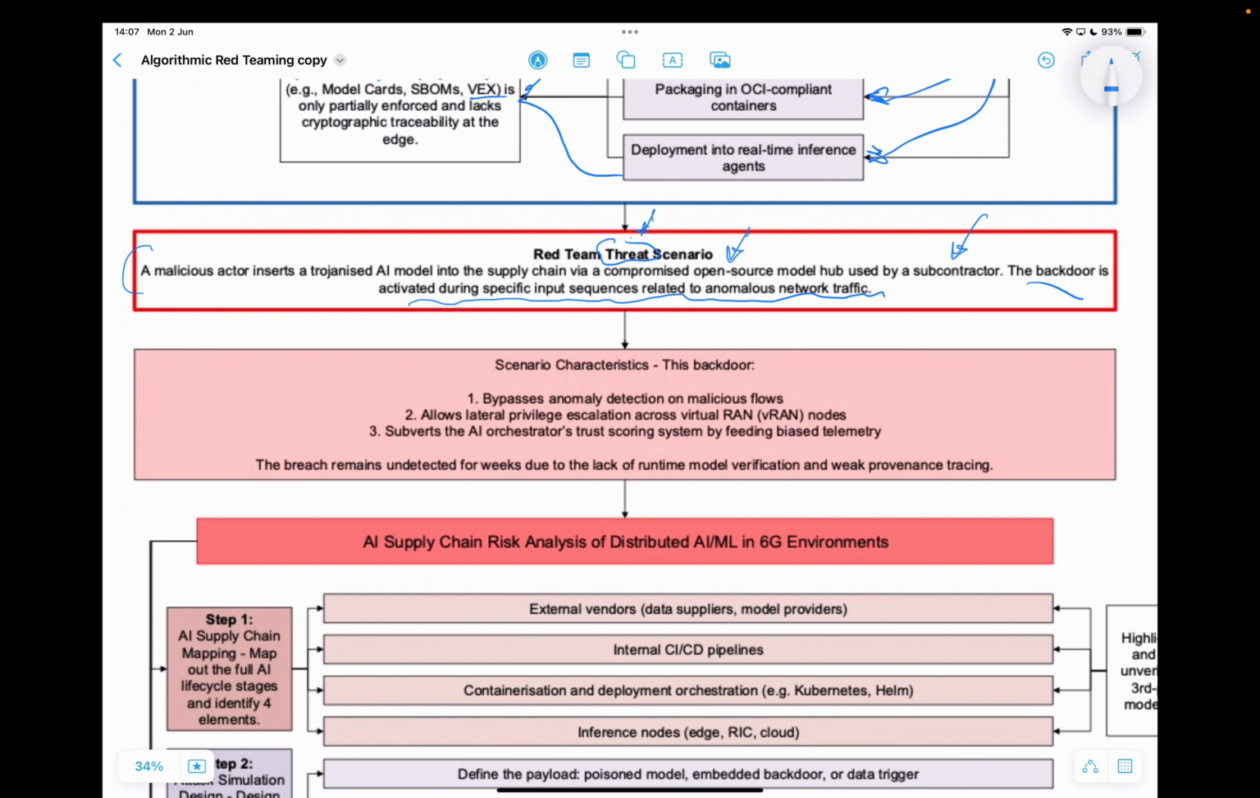So the scenario characteristic over here is that the backdoor bypasses anomaly detection on malicious flows, allows lateral privilege escalations across virtual RAN nodes, and subverts the AI orchestration trust scoring system by feeding biased telemetry. And the breach here remains undetected for weeks due to lack of runtime model verification and weak provenance training. This is the expectation, that the scenario would result in weeks of undetected compromise due to weak verification of the provenance training.